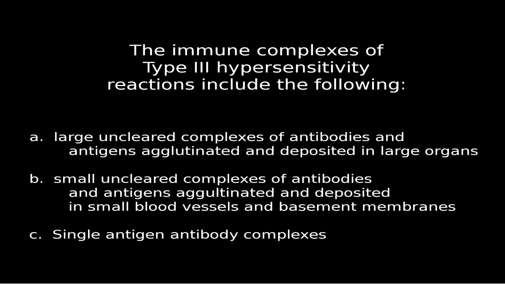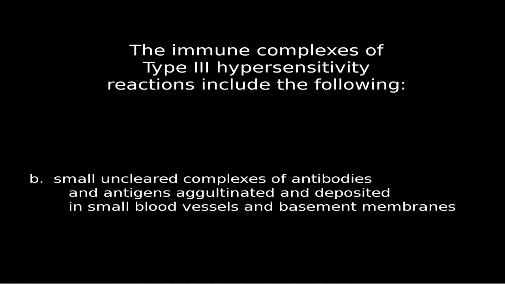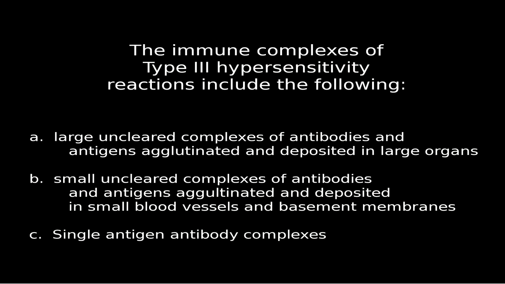Number 3: the immune complexes of type 3 hypersensitivity reactions include the following. Okay, so what are they essentially? And the answer, large uncleared, no, that's not it. B is small uncleared complexes of antibodies and antigens that agglutinate. Okay, so they coalesce together and are deposited in small blood vessels and basement membranes. That is classic. That's textbook vasculitis and glomerular nephritis. That's type 3 hypersensitivity and the correct answer. And then C is single antigen antibody complexes. That describes type 2 hypersensitivity.